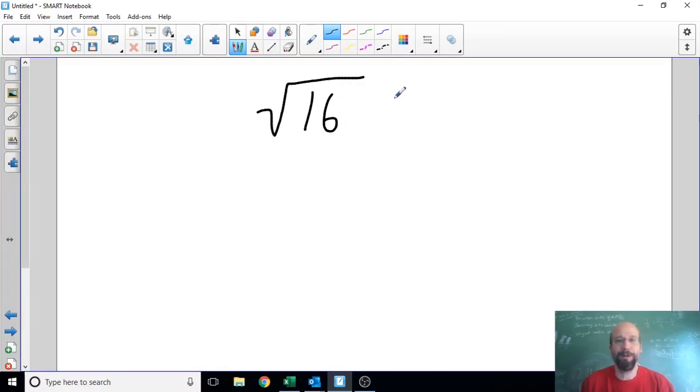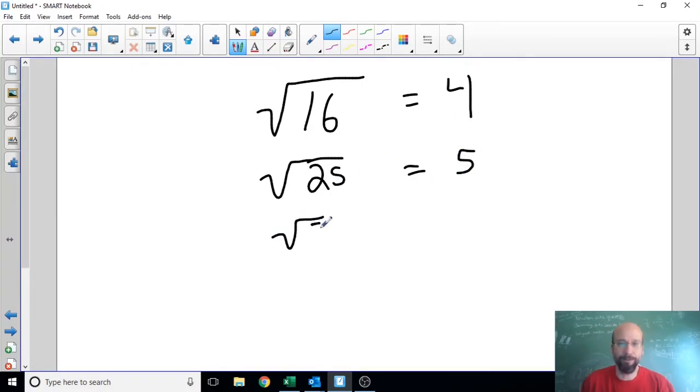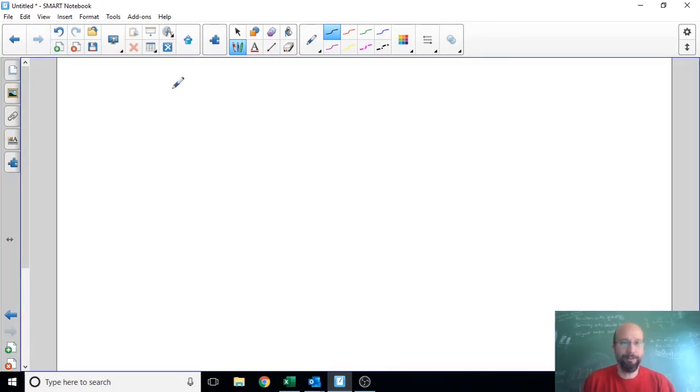So what 2 numbers multiply to equal 16? The answer is 4, right? These are perfect squares. The square root of 25 is 5, right? 5 times 5 is 25. The square root of 36 is 6. What we're doing today is we're going to do something that's not a perfect square.